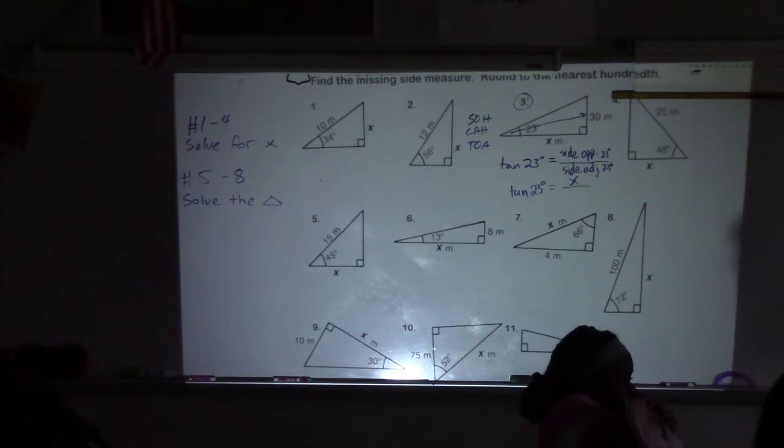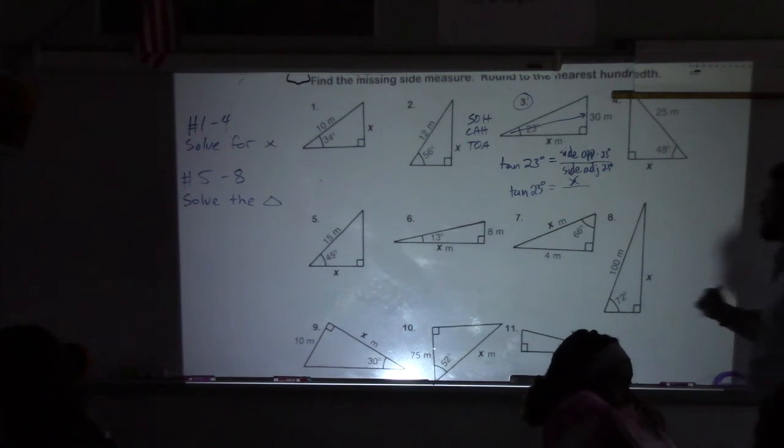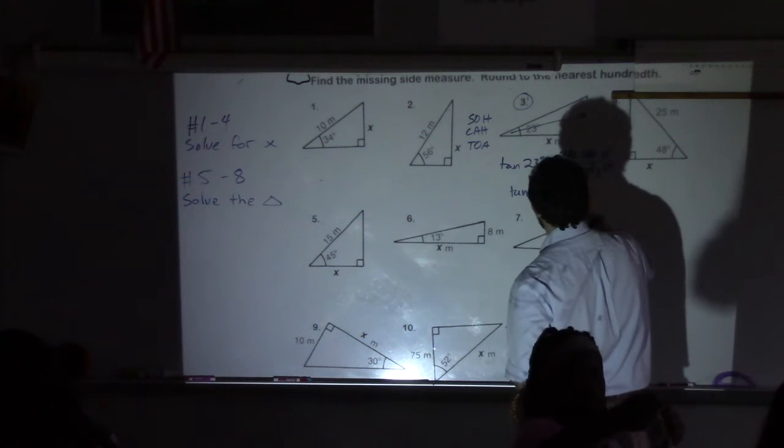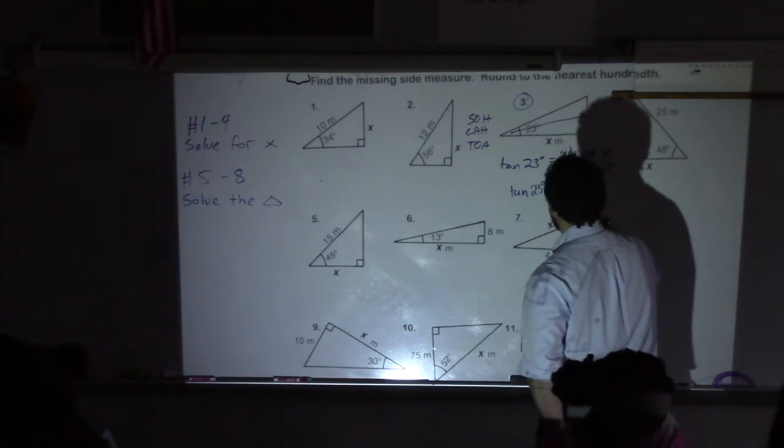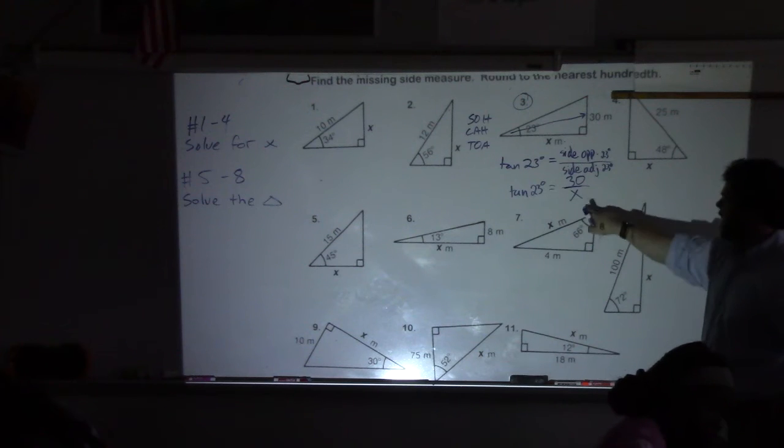It's not the hypotenuse, but it is next to that angle, isn't it? Okay, so 30 is here, and then you think of the adjacent as X.